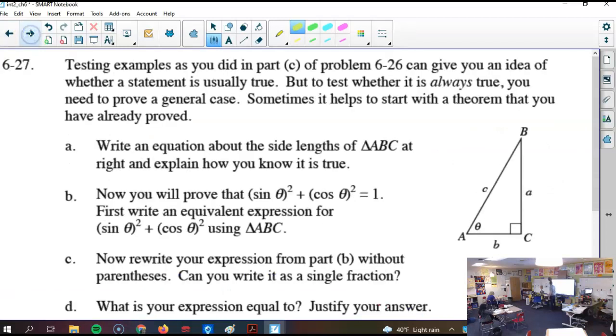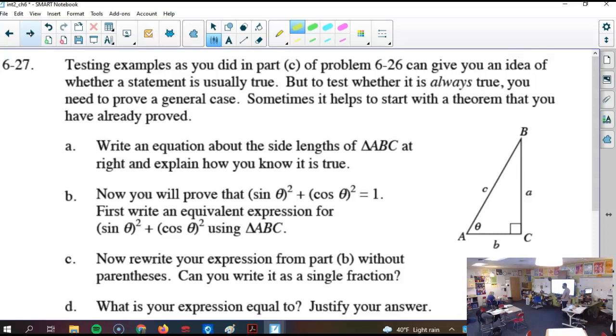So wait, would that mean sine theta plus cosine theta equals 1 because if you square root both sides? Wait a second. Does square rooting a sum work the same as square rooting a product? I don't think so. No, I forgot.